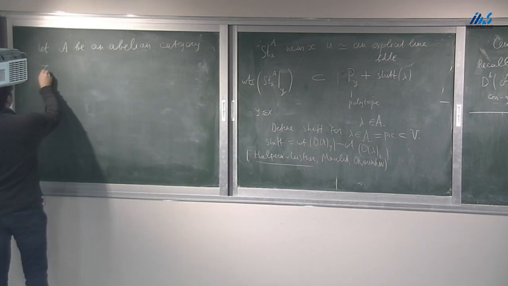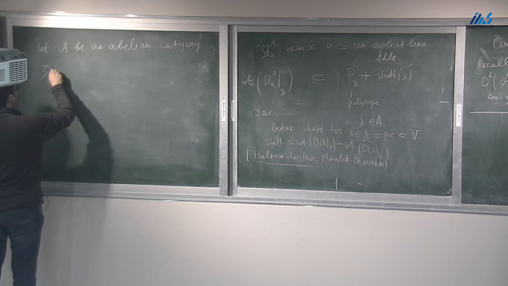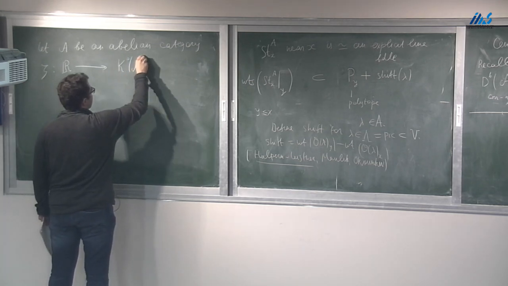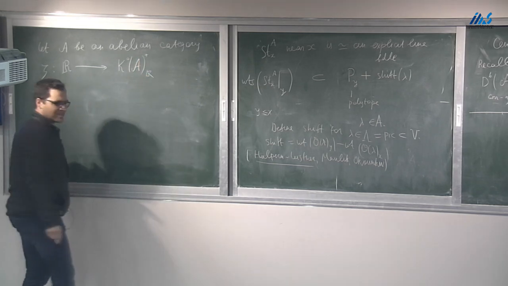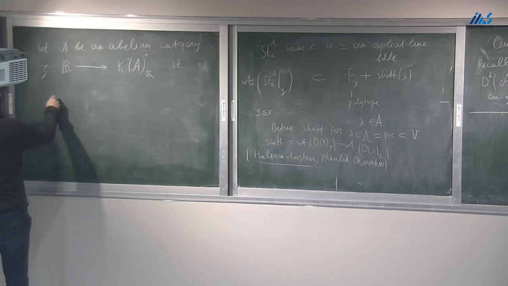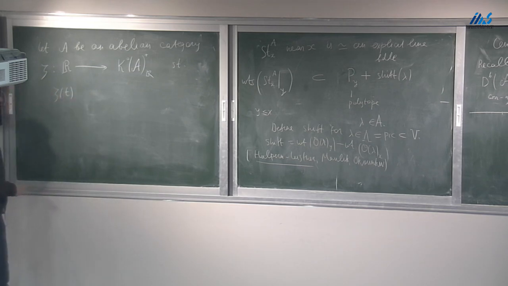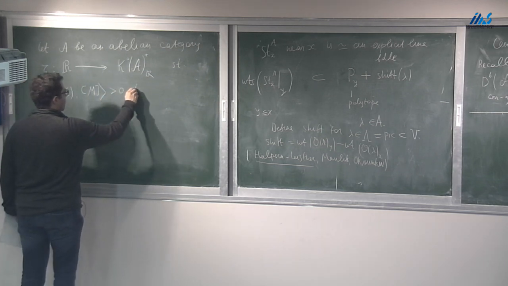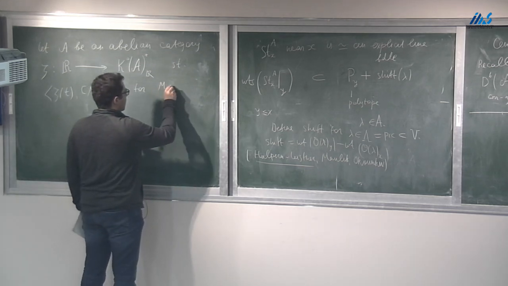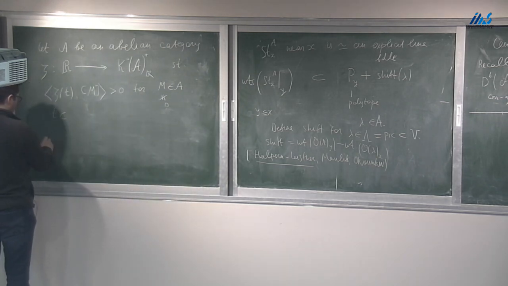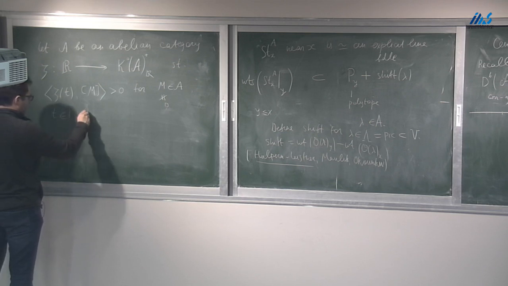And suppose we have some zeta, a central charge, which is a polynomial map from real numbers to the dual space to K naught tensor R, which has a positivity property such that zeta of t paired with m is positive for m in A different from 0, and t positive and close to 0, in (0, epsilon), for some epsilon.